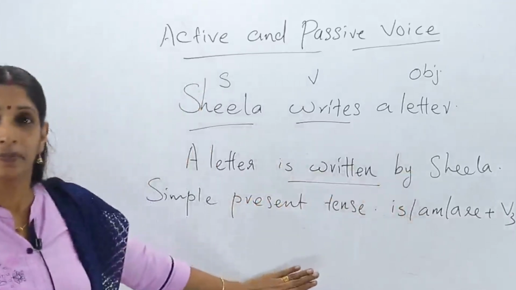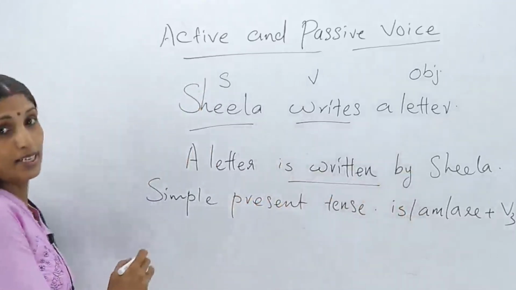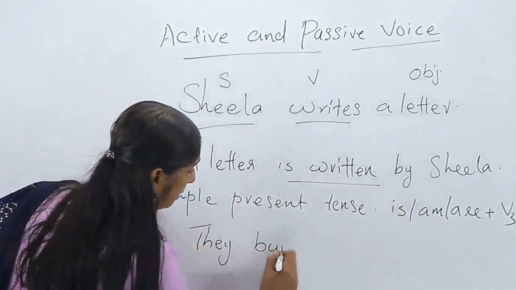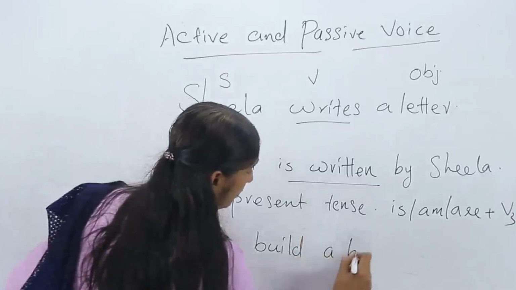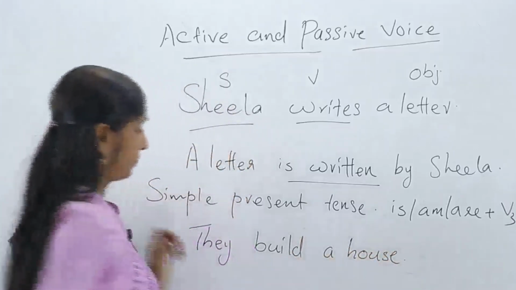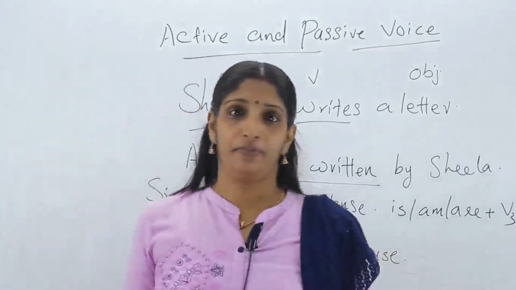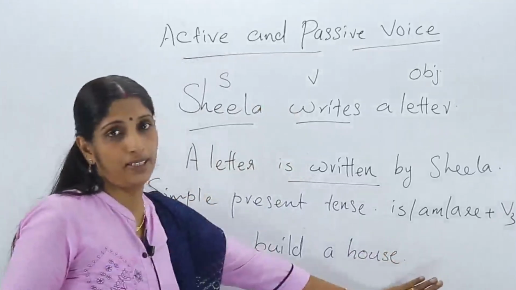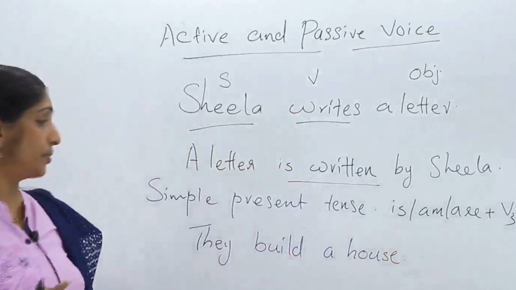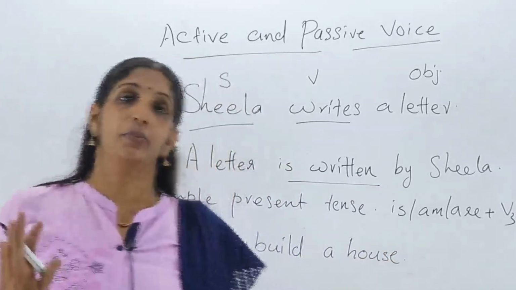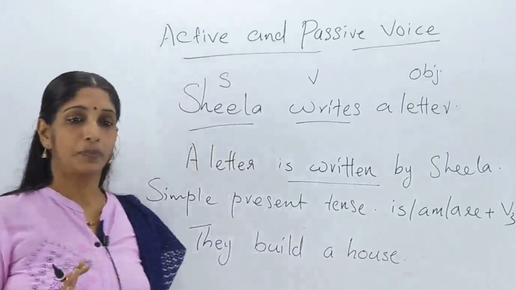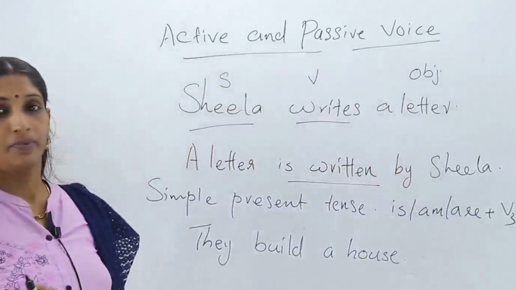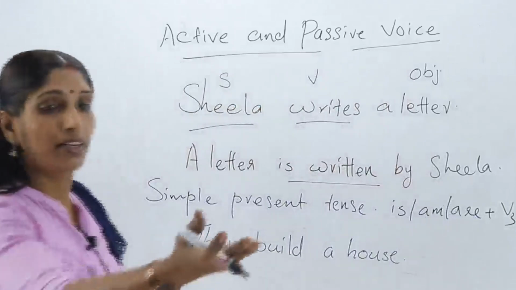Is it clear? Then tell me, I will write one more example. Please change into passive voice. They built a house. Here, you know the subject, verb and object. It's very clear. So, can you please write into passive voice? Please write. Completed? Okay, good. Then read out your answer.